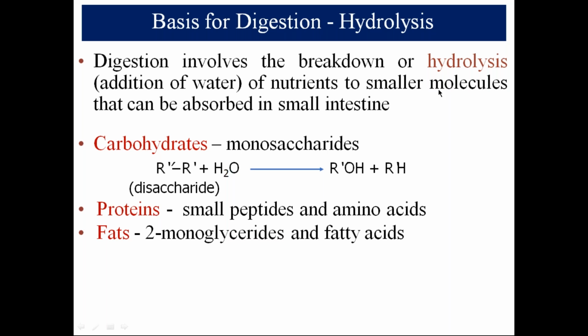Now, whatever nutrients you take in, like carbohydrates, proteins, and fats, these are basically complexes of their individual units. Individual units could be glucose or monosaccharides in the case of carbohydrates. It could be amino acids for proteins, and it is the monoglycerides and fatty acids as far as fats are concerned. So these complexes are formed by removing water molecules from them.